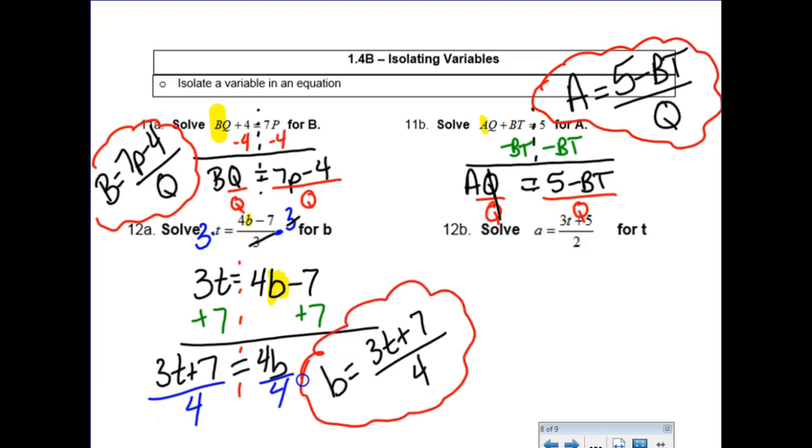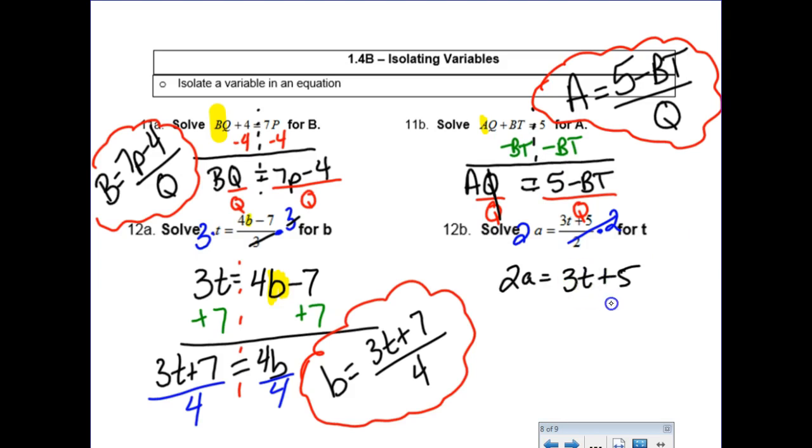I'm sorry. Alright, this next one, solving for t. So similar question to the last one. I'm going to start by getting rid of the divide by 2. So I'm actually going to multiply by 2 on both sides. So over here on the left, we have a 2a. Come on, buddy. And then over here on the right, the 2's cancel, and you get 3t plus 5.